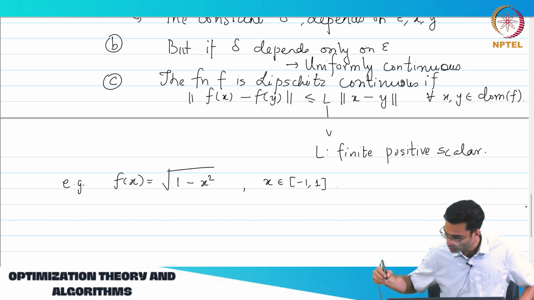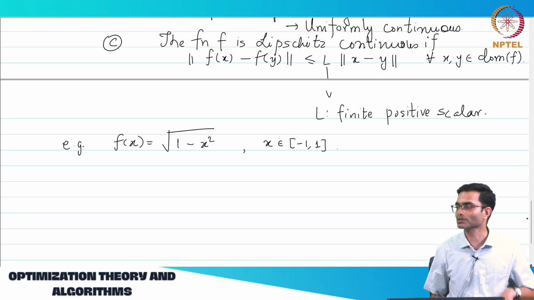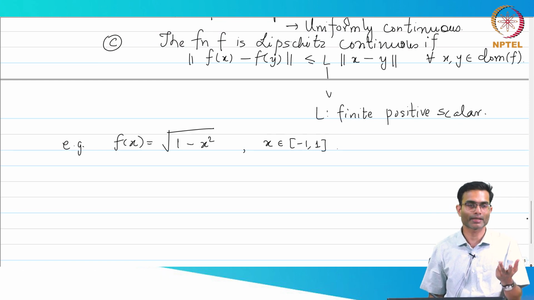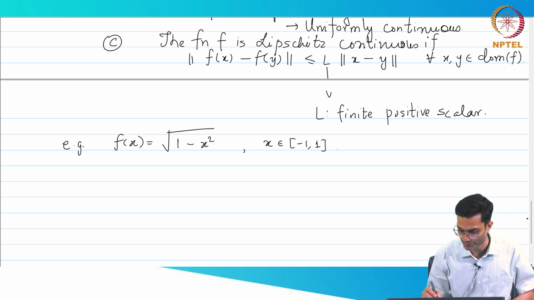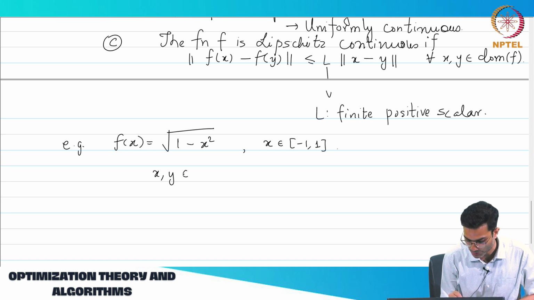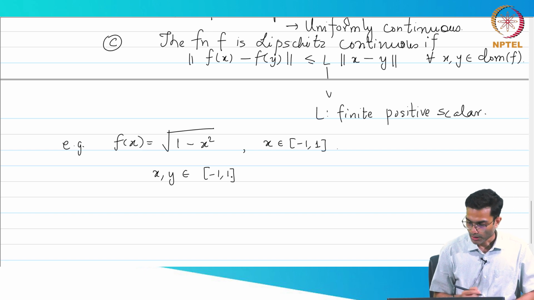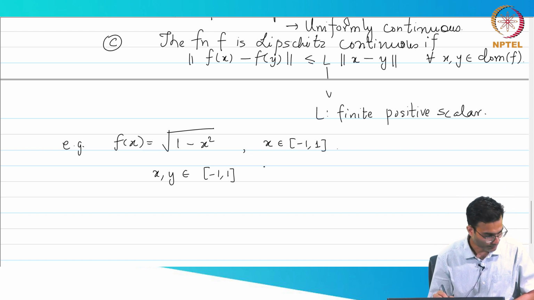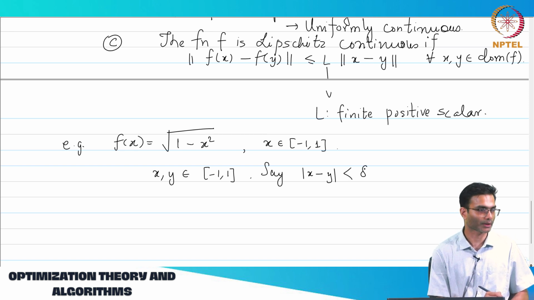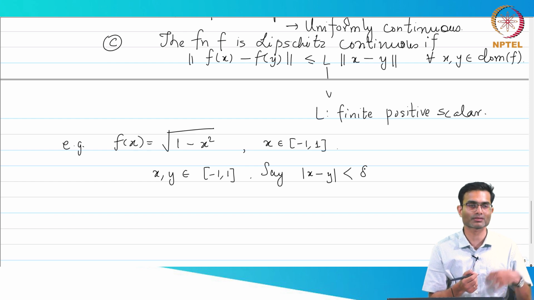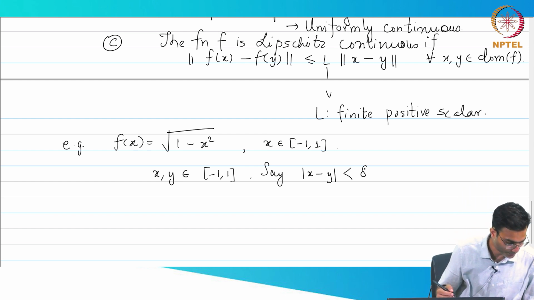So the usual procedure in all of this is to take two points and take their difference and the difference of their function values, and then see which way the inequalities follow. So I am going to take x and y as two points that belong to [-1, 1]. Let's say that these two points are delta close. And now we have to see what this translates into for the difference of f.